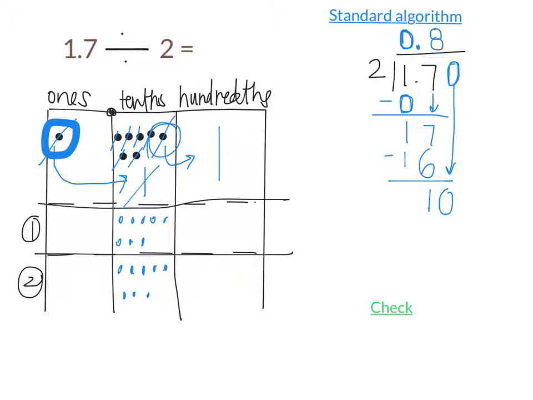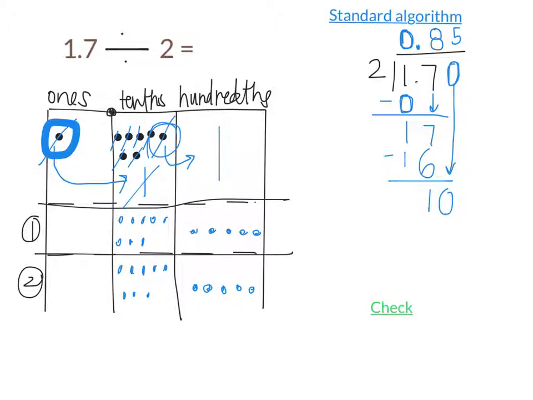Okay, if I have 10 hundredths and I want to share it equally amongst two groups, how many hundredths can go into each group? Stella? 5. Very good. So go ahead and draw those 5. 1, 2, 3, 4, 5 in this group and 5 in this group. Record the 5 and it's in the hundredths column. So make sure when you record it, it's in the hundredths.